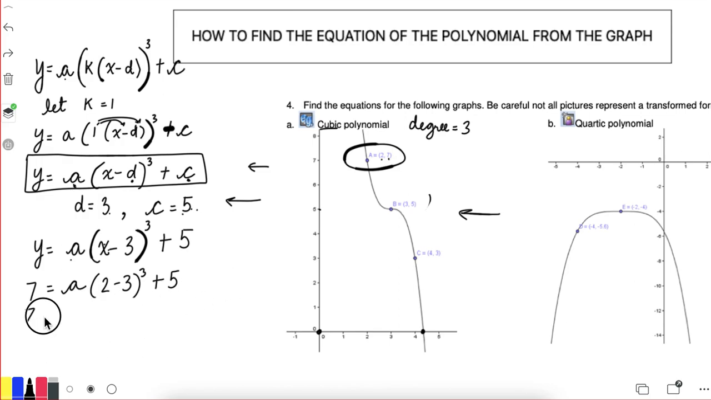Let's see, 7 stays the same, simplifying the right side. So there is a here. 2 minus 3, that's negative 1, to the power of 3, then plus 5. Now remember, we are simplifying the right side, so 7 stays the same for now. Then there is a here. Negative 1 to the power of 3 means negative 1 times negative 1 times negative 1. That will be negative 1, then plus 5. Now remember, a times negative 1 is just gonna be negative 1a. Then there is plus 5.